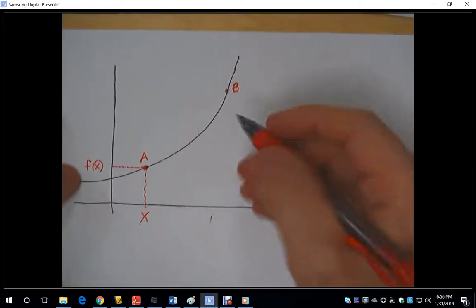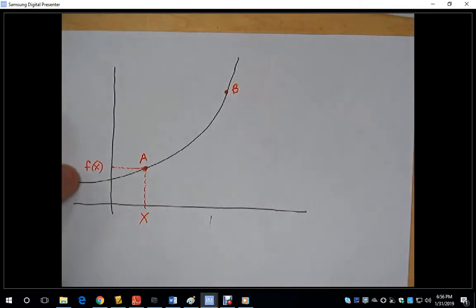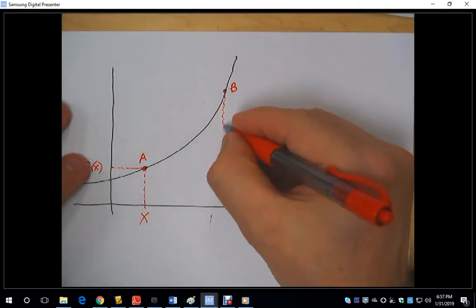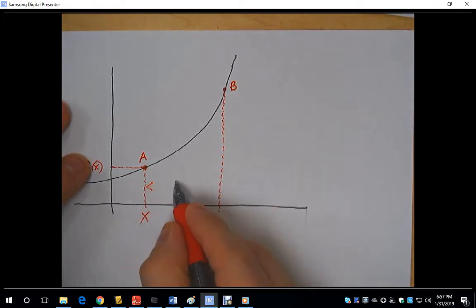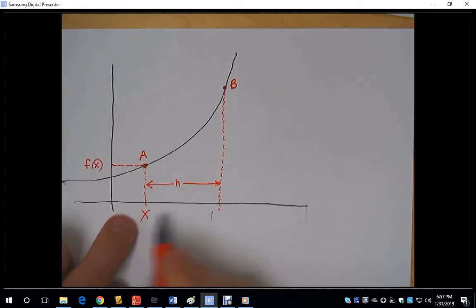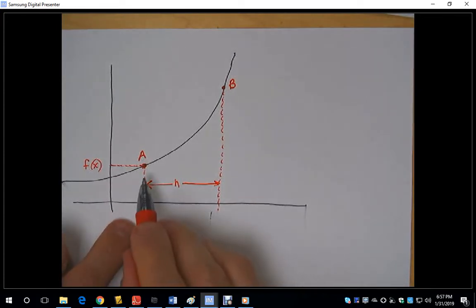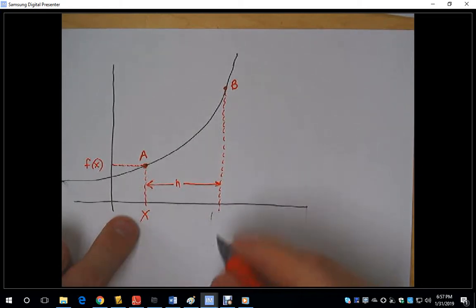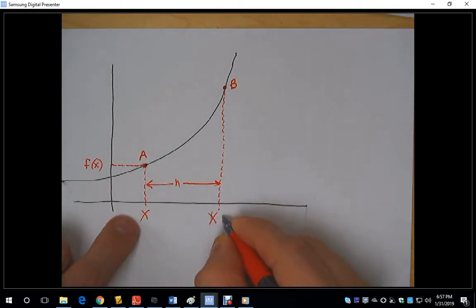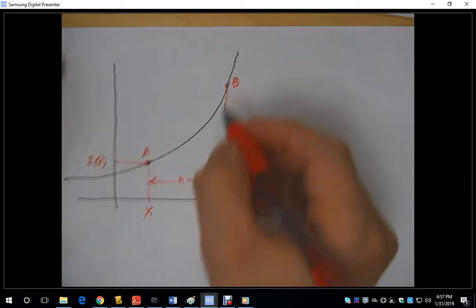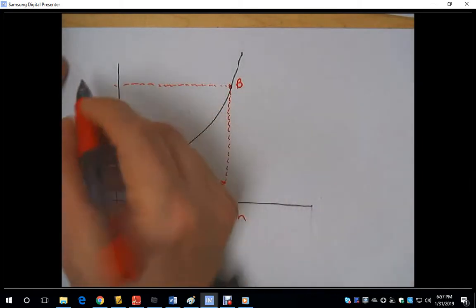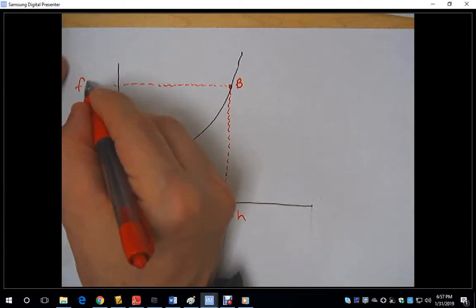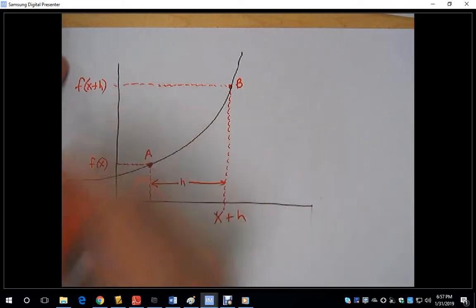So let's imagine that we have some other point, b, and that point b is a certain distance away. We'll call this distance h. It is h distance away in the x direction from point A. So we're going to call this x plus h. And we also have a corresponding y value, in this case f of x plus h.